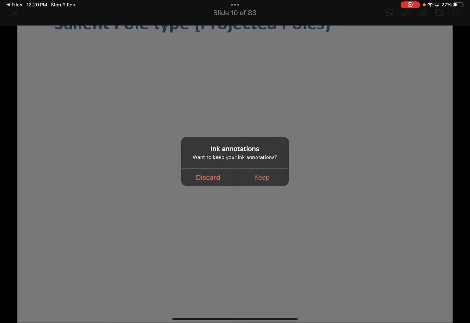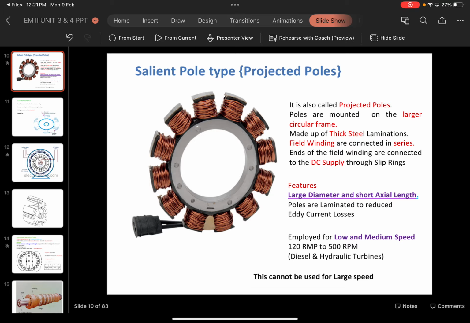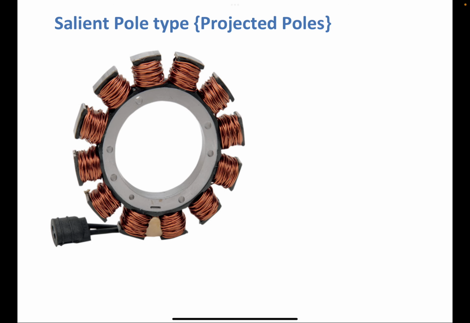First, we'll discuss the first type. This is the practical diagram: salient type, projected poles. The poles that you can see are projecting outwards, that's why it is called salient type. You don't need to draw diagrams exactly like this in the exam, at least an approximate one.